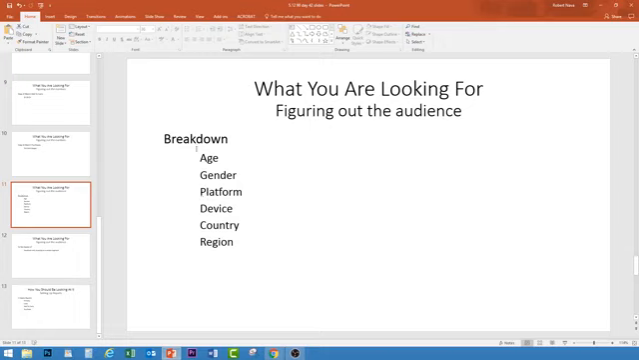So there's a tab that we're going to look at when we go into our reporting that allows you to look at different breakdowns. There's a lot of information that you can look at, but the ones that we care about, I guess, 6 of them that I have here. There's age, gender, platform, device, country, and region. Now, you might not look at all of these, but depending on my type of campaign and what I'm doing, I'm going to look at least some of these.